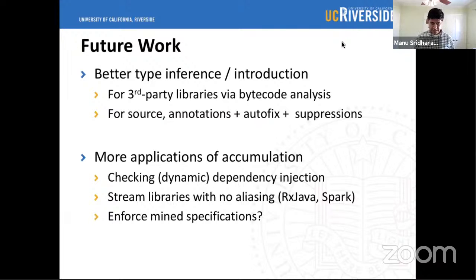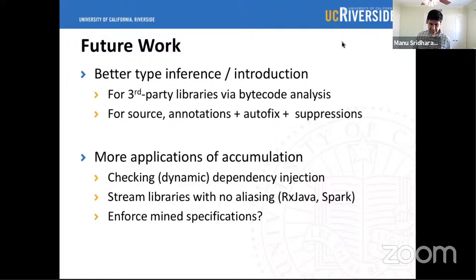We're working on better type inference and introduction. We want to make these systems easier to adopt. So inference can help a lot there. And I think there's a lot of potential to even do things like automatic fixing of bugs, automatic introduction of suppressions to make these systems much easier to introduce. And we have a lot of ideas for more applications of accumulation.